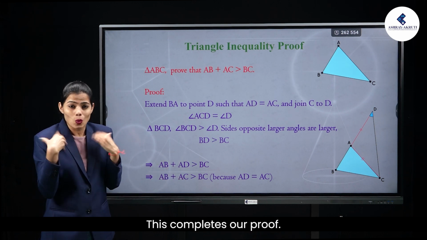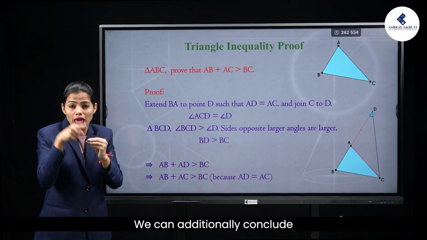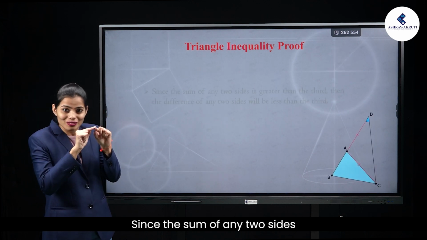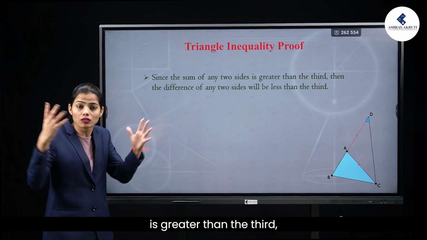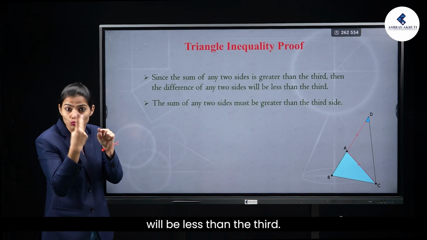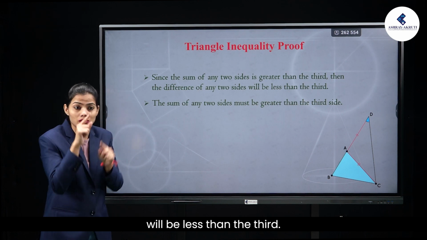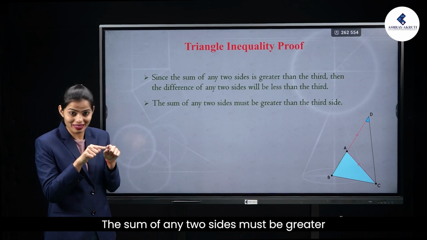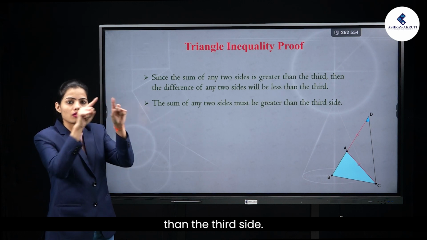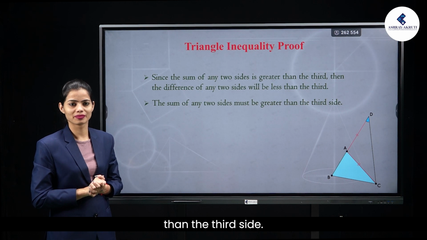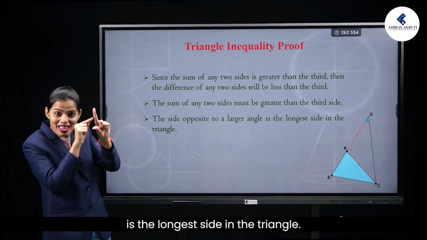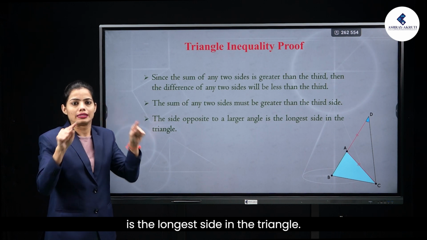This completes our proof. We can additionally conclude that in a triangle, since the sum of any two sides is greater than the third, the difference of any two sides will be less than the third. The sum of any two sides must be greater than the third side. The side opposite to a larger angle is the longest side in the triangle.